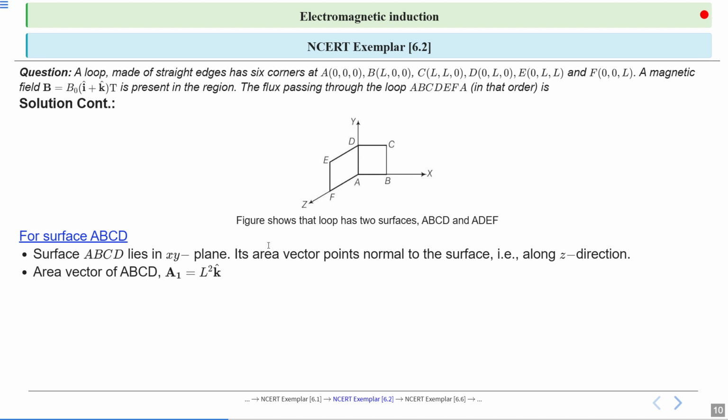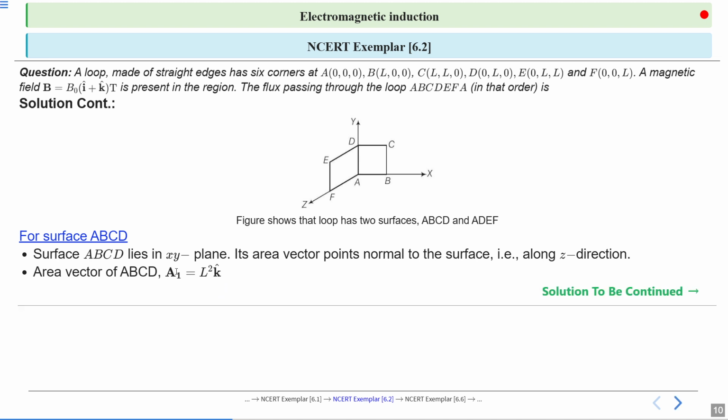So A1 will be equal to, you can see that B is placed at distance L from the origin, so the length of side AB is L. And C is placed at distance L from the origin in the direction of the x-axis: the x coordinate is L and the y coordinate is also L. That means it is a square. The loop ADEF is also a square. So the side length is L, and the magnitude of the area will be L square. The area vector will be A1 equal to L square. What is the direction of the area vector for ABCD? k cap.